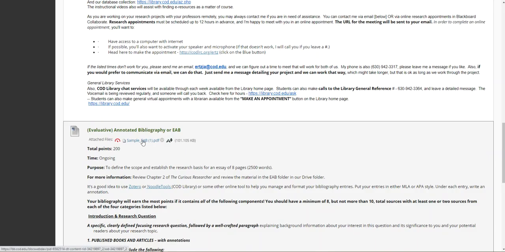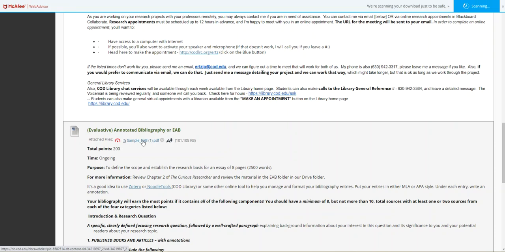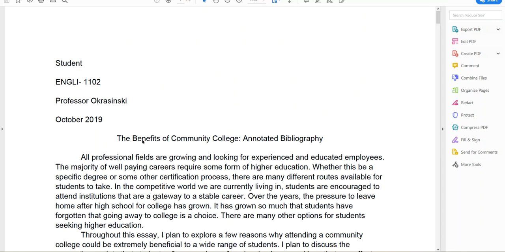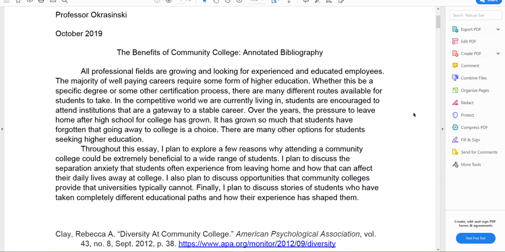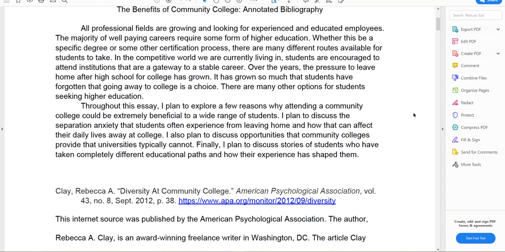And just, let's see, for reference, because I am running a little long in this screencast video. I really wanted to keep it under 10 minutes, but I just can't do it. All right, let this PDF open up. This is an excellent example of an annotated bibliography. Well, I know who this is. This is about attending community college, right?